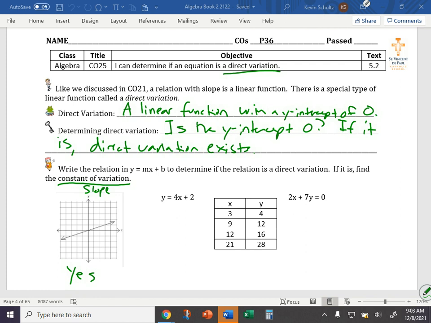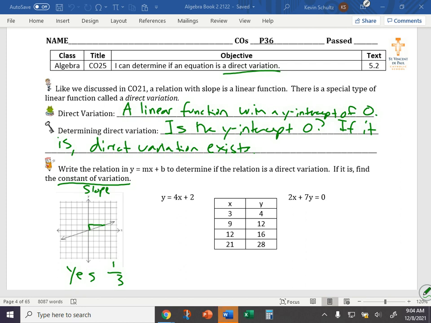So yes, direct variation exists. What's the constant of variation, or what's the slope here, Aiden? 1/3. Right? From this point, or from any point, we're going up 1/3. Change in y over change in x. Okay, you got this. This is all good.